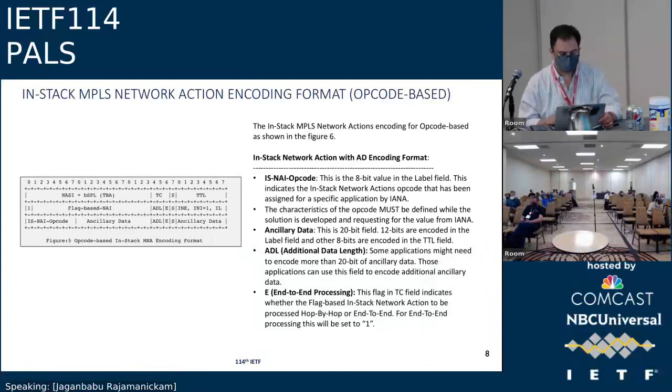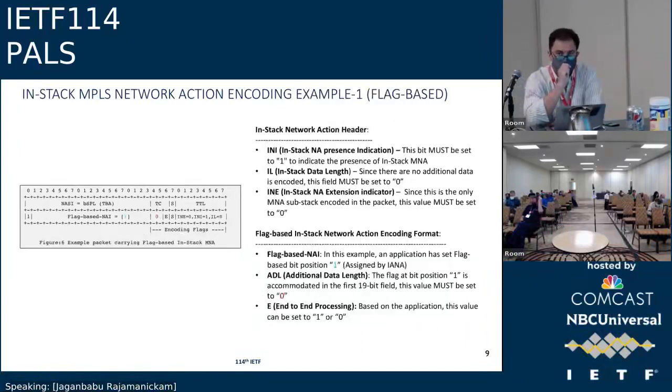Some of the applications might need to encode more than 20 bits of data in the auxiliary field. So those applications can use this field to extend their encoding of auxiliary data. And the last one is the E bit. So this is actually the end-to-end processing bit, the same as above. If this specific opcode has to be processed hop by hop, then this field should be set to 0. Else this will be set to 1. Can you please move to the next slide, please?